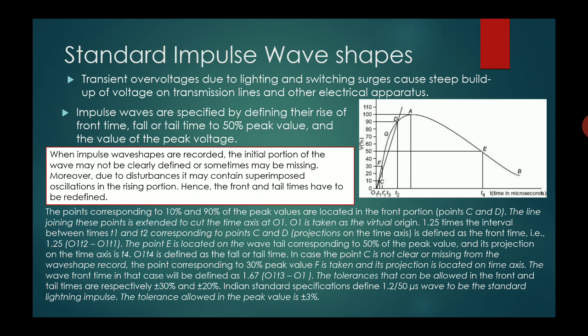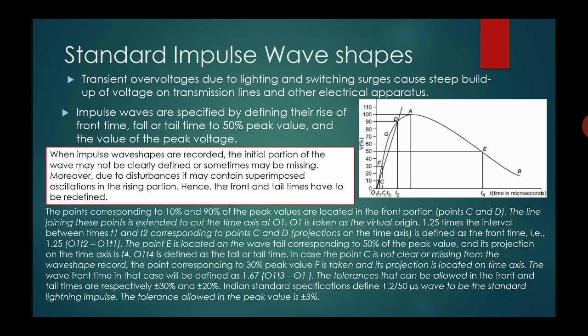First you need to understand the transient overvoltage: why do we require this impulse voltage? Because impulse voltages are there in our transmission lines, where there are transient overvoltages due to lightning or any kind of switching that occurs. They have this impulse voltage present in our transmission line.